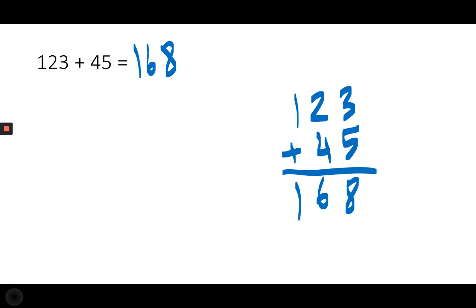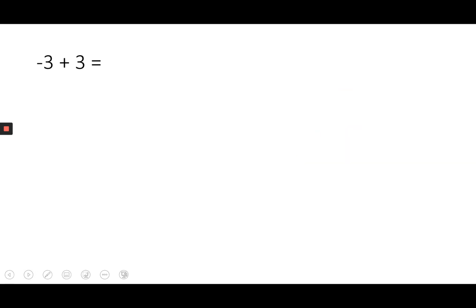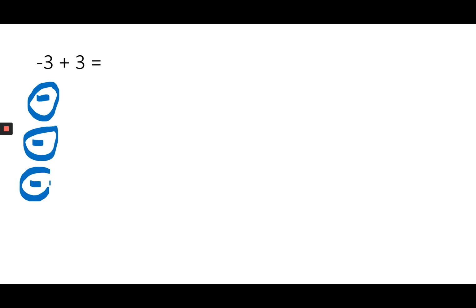So, next question. Oh my God, negative 3 plus 3. What's up with this, right? Okay, don't freak out. Let's think about what negative 3 is. Negative 3 is this, guys. This is negative 1. This is symbolizing negative 2 and negative 3. This is what negative 3 is. 3 negative 1s. Positive 3 is, this is 1. This is 2. And this is 3.